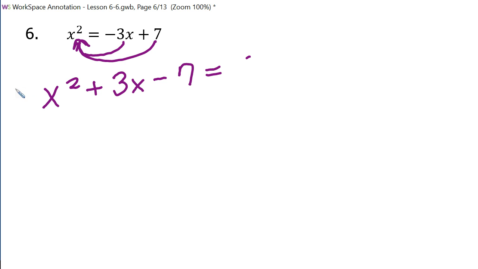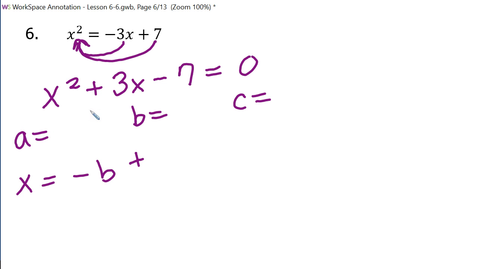I want you to finish problem 6. Find the value for a, b, and c, and get it down to simplest form.